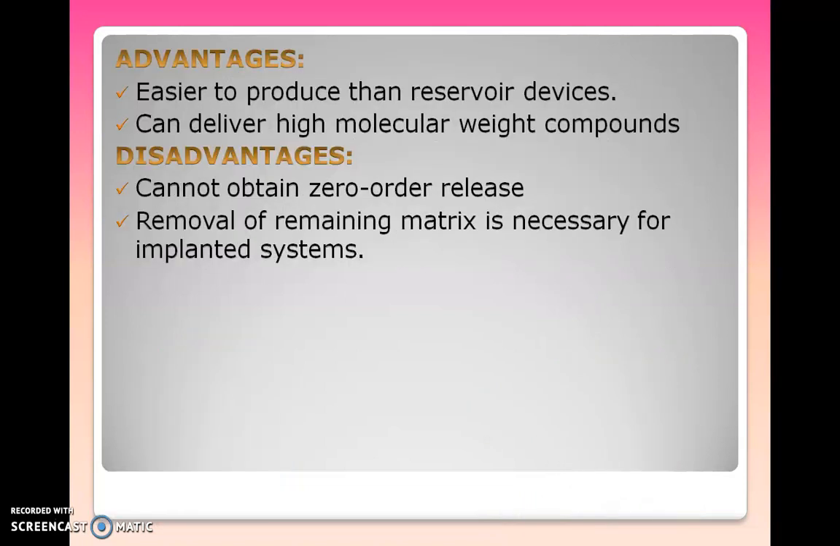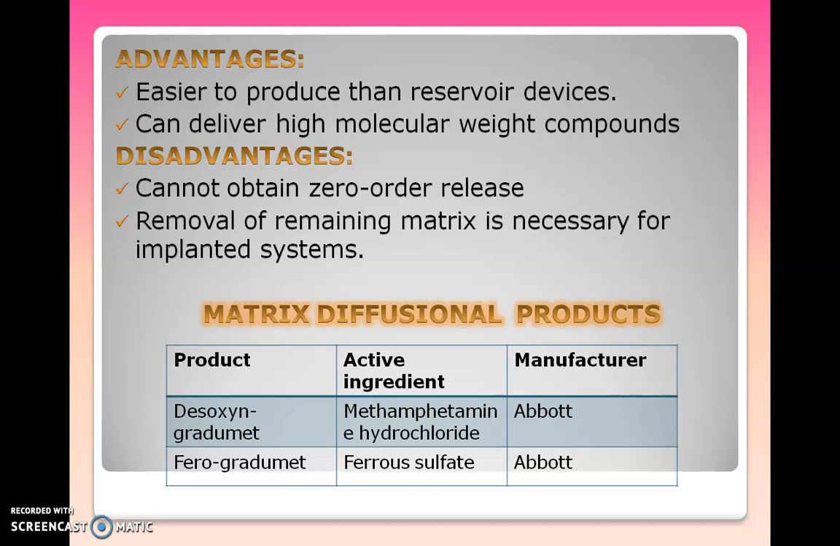Advantages of matrix system: it is easier to produce than reservoir devices. As we know, for reservoir devices we need special coating equipments and special skills for uniform coating, so matrix is easier. It can deliver high molecular weight compounds. It is also another advantage. Disadvantage of matrix system is that we cannot obtain zero order release, means controlled drug delivery system is not possible by this system. We can only prepare sustained release dosage forms. Removal of remaining matrix is necessary again, which is the same disadvantage as that of reservoir system.